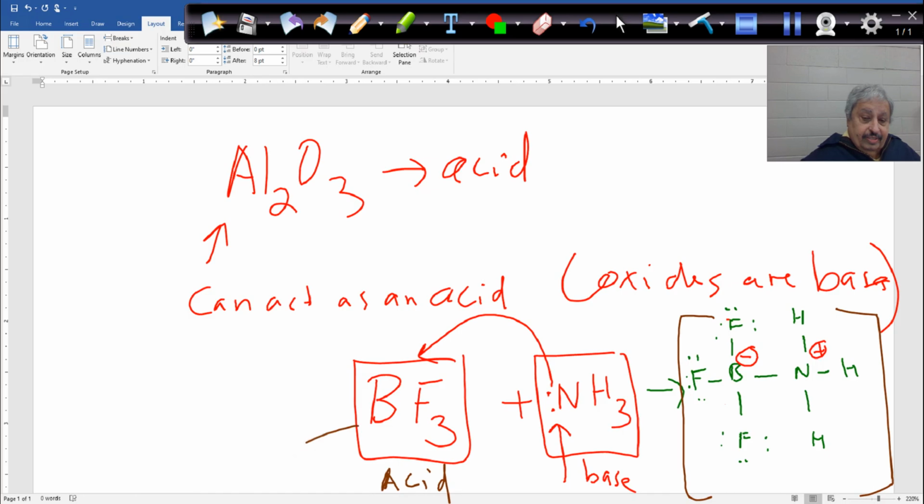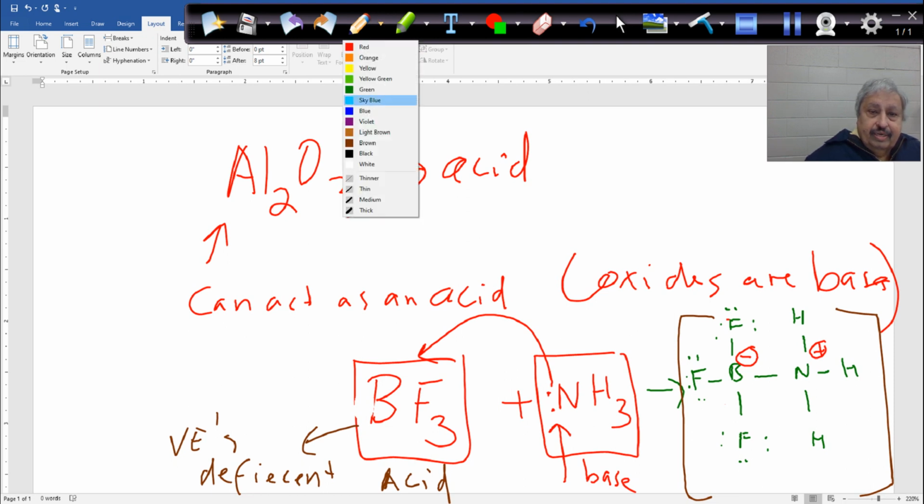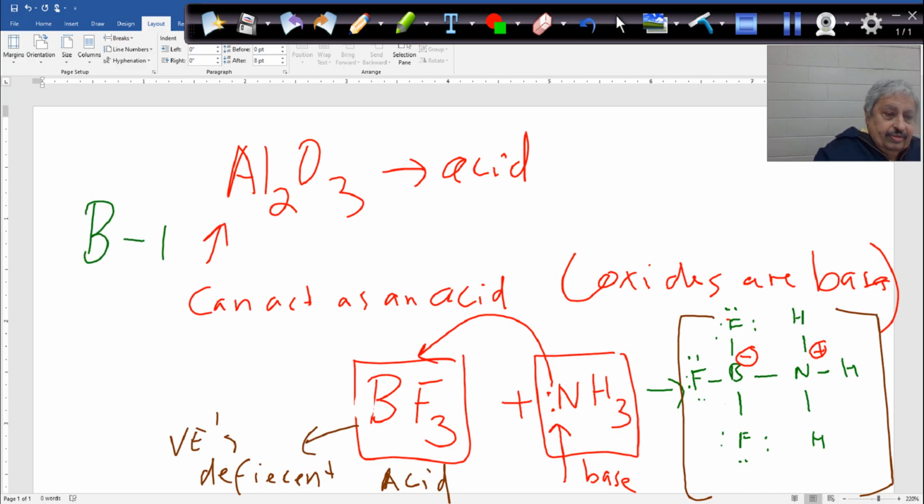It's deficient. It does not have two extra here. There are no extra valence electrons here on boron. If you look at this, BF3 looks like this. Let's take another color. This is the boron trifluoride Lewis dot structure. The fluorine has 7, and one is making a single bond with boron. So this is the Lewis dot structure.